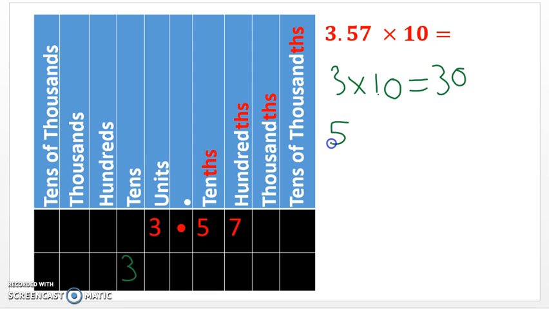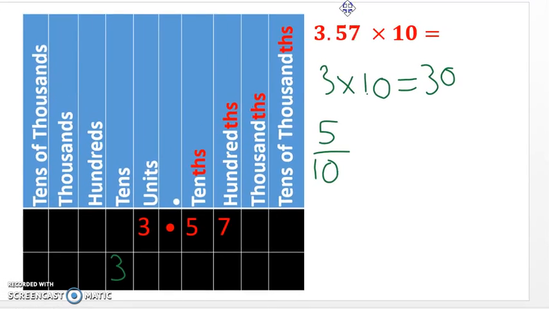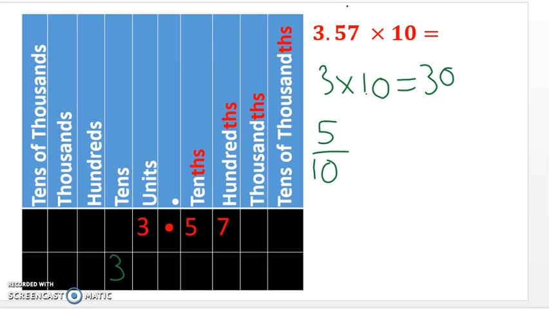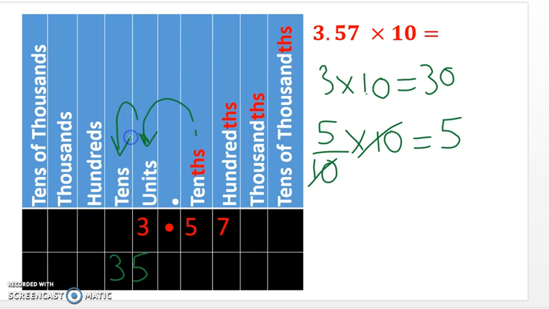If I take my 5/10ths and I times them by 10, the tens will cancel, and I'll be left with 5 units. So I've gone from 5/10ths to 5 units, and I've gone from 3 units to 3 tens. Both these numbers have gone up one place value.